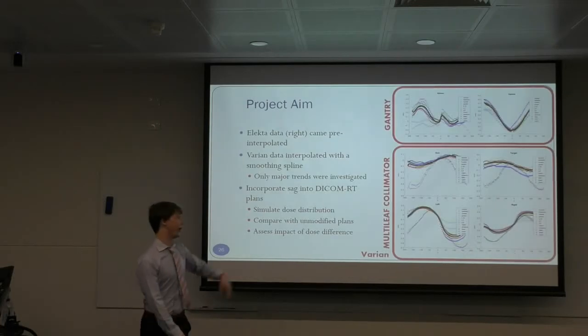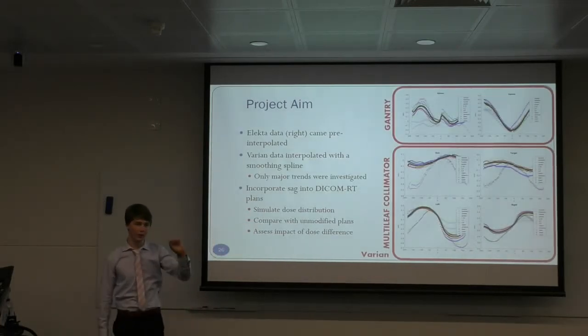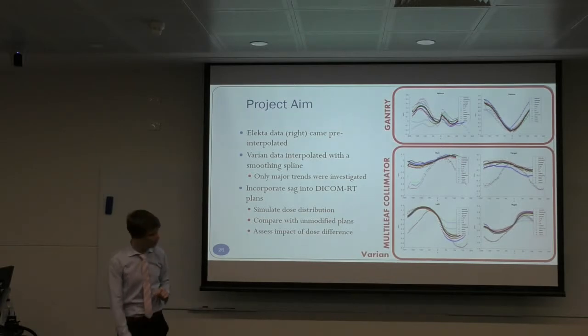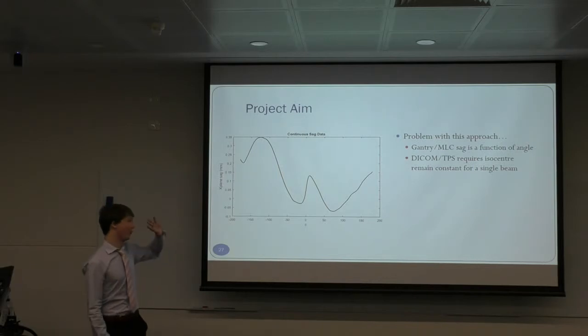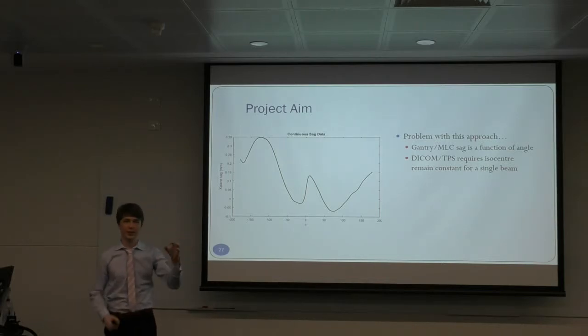Now there's a problem with this approach. Let me just reiterate: when I'm modeling this SAG, I want to model a moving isocenter. That's the way to encode the information. But digitally, with the systems I'm using and the DICOM itself, you can't have a moving isocenter. It has to remain constant for a single beam.